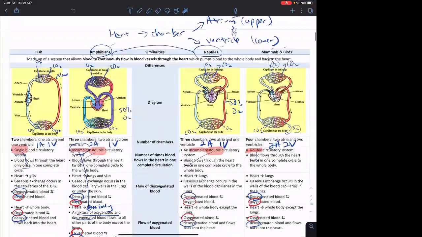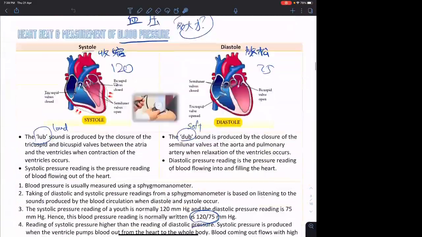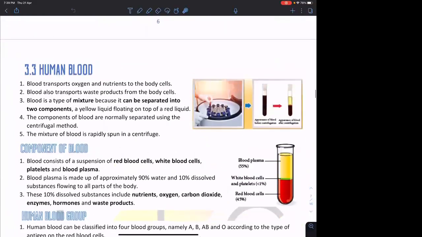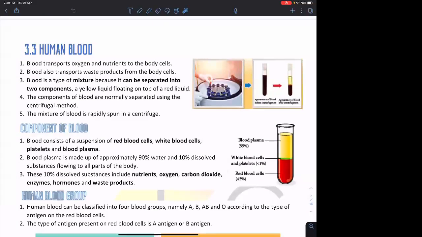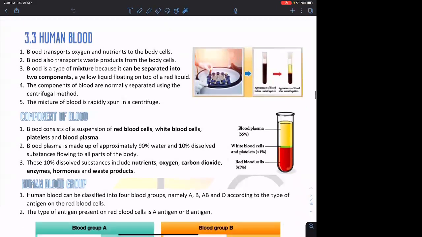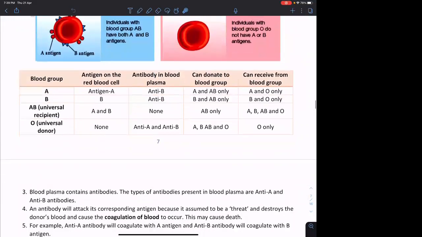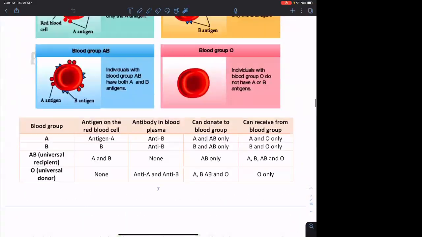All right, so let's go to our 3.3, which is our human blood. If you need me to go back to the exercise and let you copy, let me know. Although I don't really check the chats, okay? Anyway, let's go to 3.3, human blood. We have finished our human heart. We have finished our human blood vessel. Now the last part remaining is your human blood. There's a lot of things I can say about this human blood today. We'll talk about blood groups and so on. So let's start here.